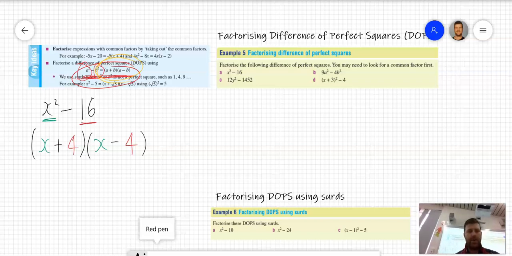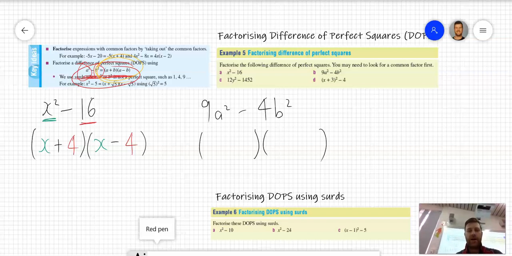Let's look at the second example, which is a little bit more complex than that first one. But essentially we've still got 2 square terms separated by a subtraction sign. Set up your brackets. Okay.